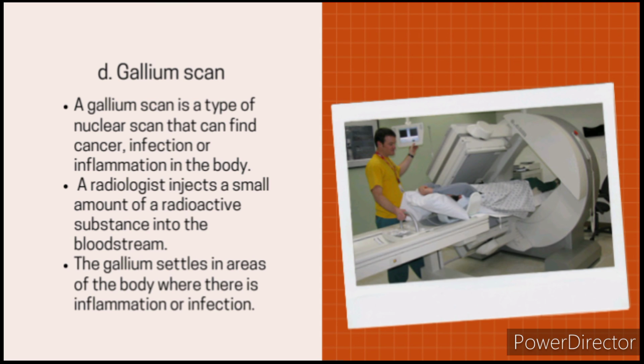The last one is the gallium scan. These are used to diagnose active infectious and inflammatory diseases, tumors, and abscesses. A gallium scan is a type of nuclear scan that can find cancer, infection, or inflammation in the body. A radiologist injects a small amount of radioactive substance into the bloodstream. The gallium settles in areas of the body where there is inflammation or infection.